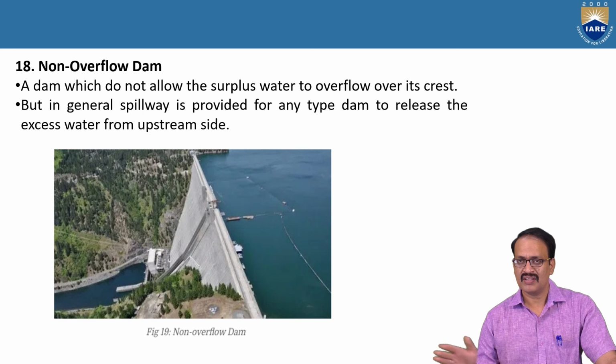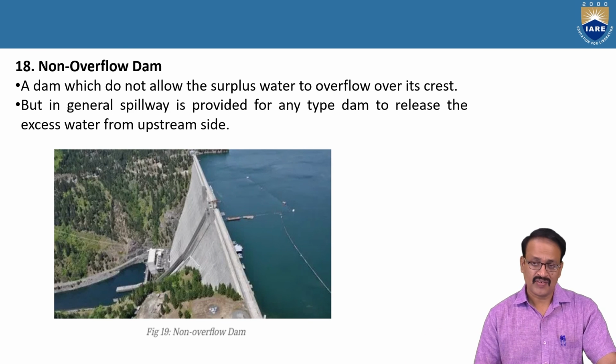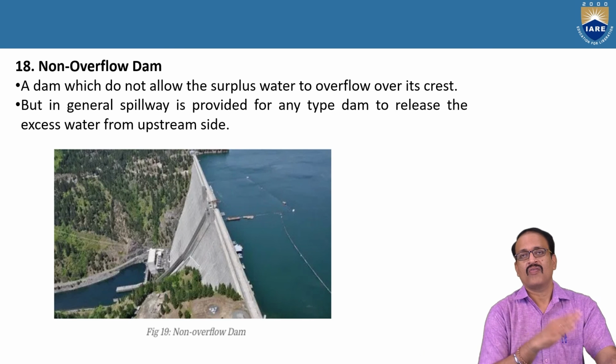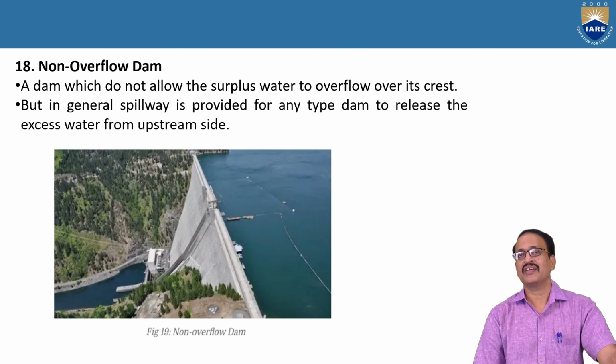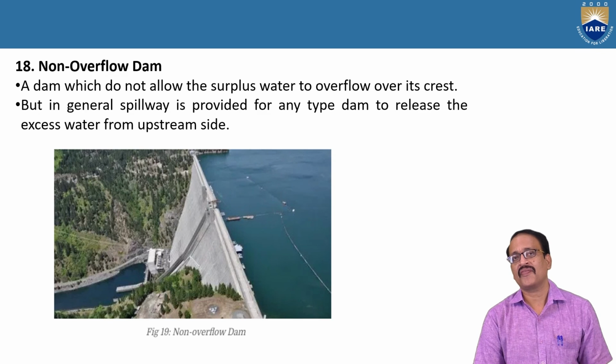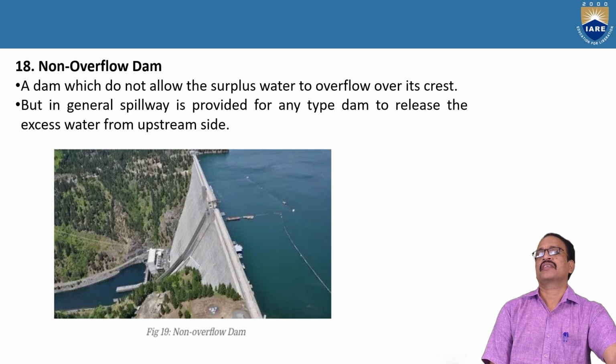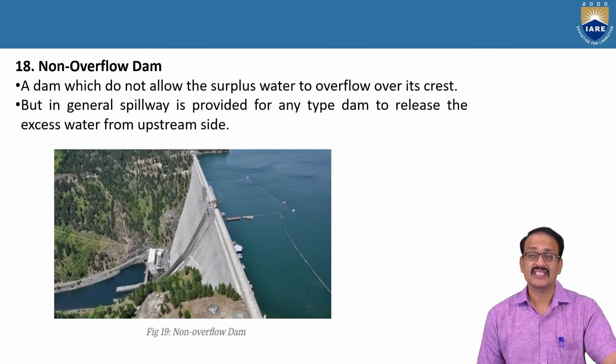Non-overflow dam. Whatever amount of water normally comes, that amount will be there. If excess water comes after that, it will never allow overflow. Only in very rare cases, if we think that because of this huge amount of storage the dam may get damaged, do we release some amount of excess water, which is in excess of the strength of that dam, with the help of a spillway.